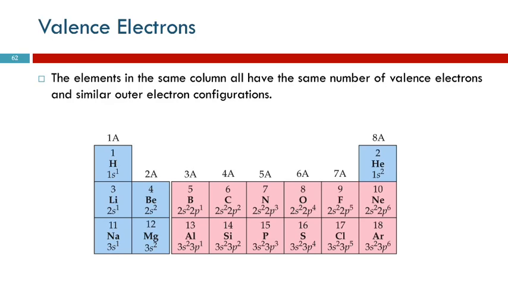Yes? So outer configuration just means that for valence electrons? The outer configuration would be the valence electrons, yeah.